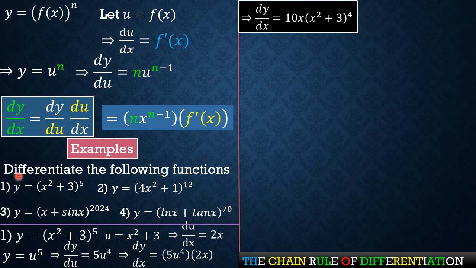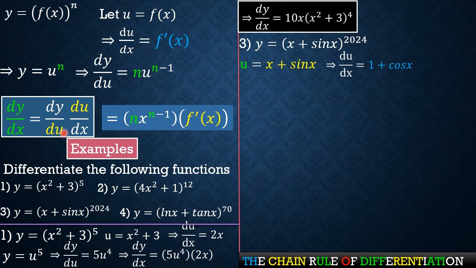Great. All right, guys, let's start with question 3. We have y equal to (x plus sine x) to the power 24. In this case, we let u be x plus sine x. Then du by dx, differentiating u with respect to x: differentiating x gives you 1, and differentiating sine x gives you positive cosine of x.